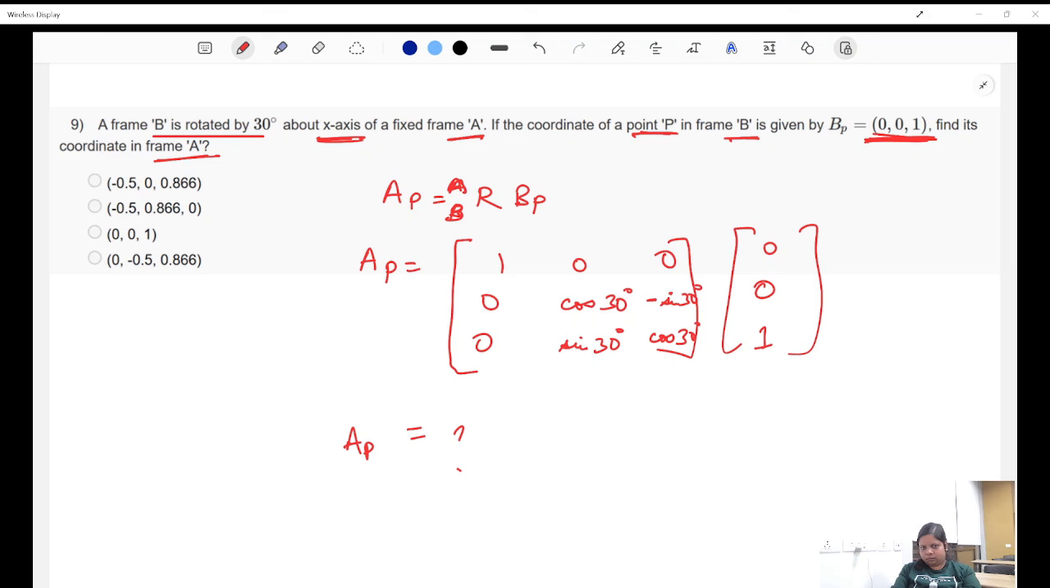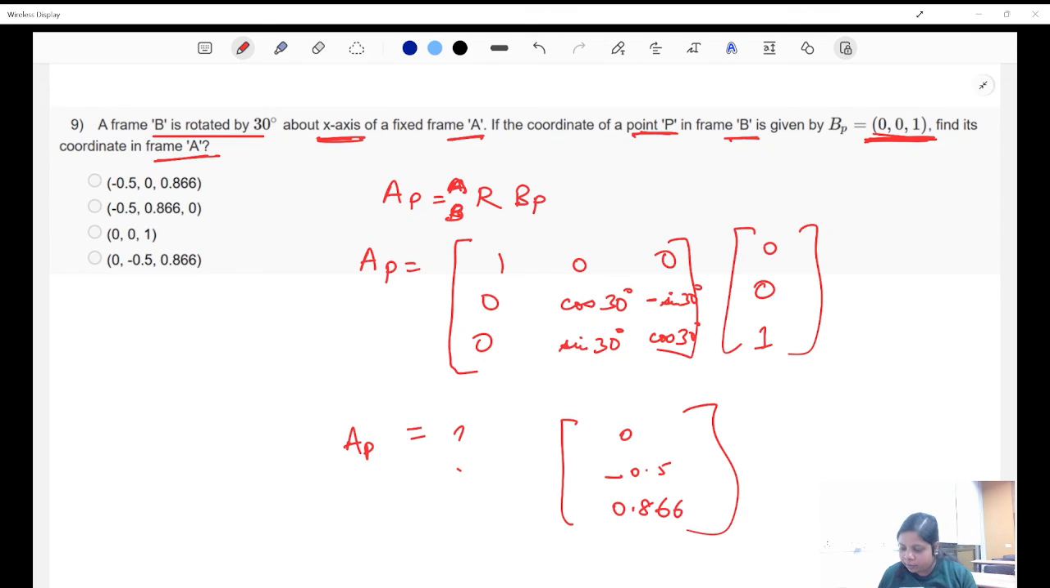Ma'am, fourth option. Fourth option. Okay. Yeah, option C. So D is the correct option. It is 0, minus 0.5, 0.866. You should get this in your answer.